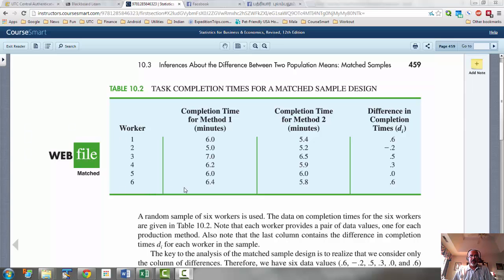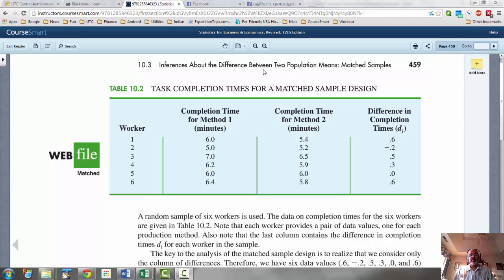So we take a random sample of say 6 or whatever number of workers, and each worker is trained in the two different methods. Then each worker works with the first method, and then we measure how long it takes to complete the task, record that. And the worker works in the second method, and we record how long it takes for the second method. And we can even randomize the sequencing.